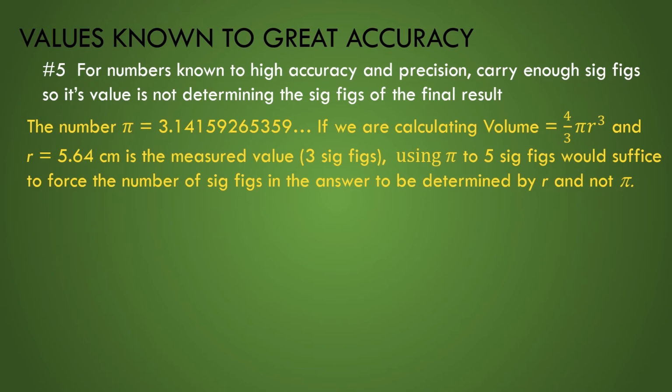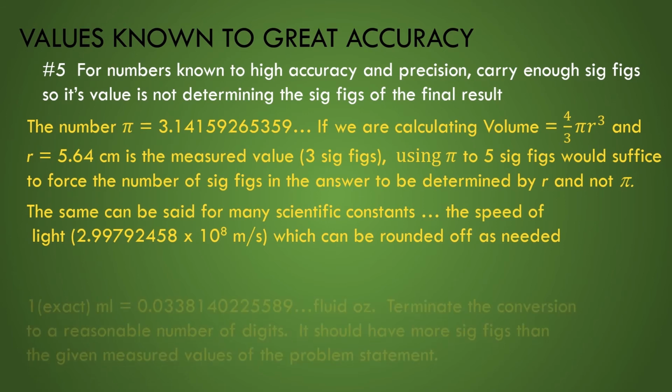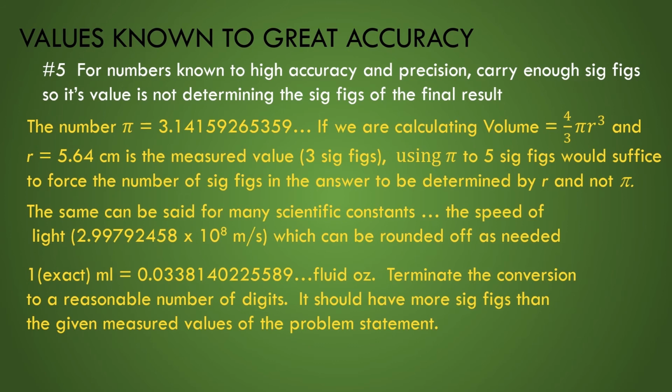In this case, using a value like 3.1416 or 3.14156 for pi would be adequate. Again, the point is to force r, the given measured value, to be the value that determines the number of sig figs in the final numerical result. The same can be said for many scientific constants, such as the speed of light, which can be rounded off as needed. The most common example where we'll find ourselves determining a number to simplify the computations is mass or volume conversion factors, many of which are known to a very high precision, but are not exact. For example, we'll probably want to terminate the conversion relationship between milliliters and fluid ounces. Again, how we round this value off will be dictated by the given measure value in the problem statement.